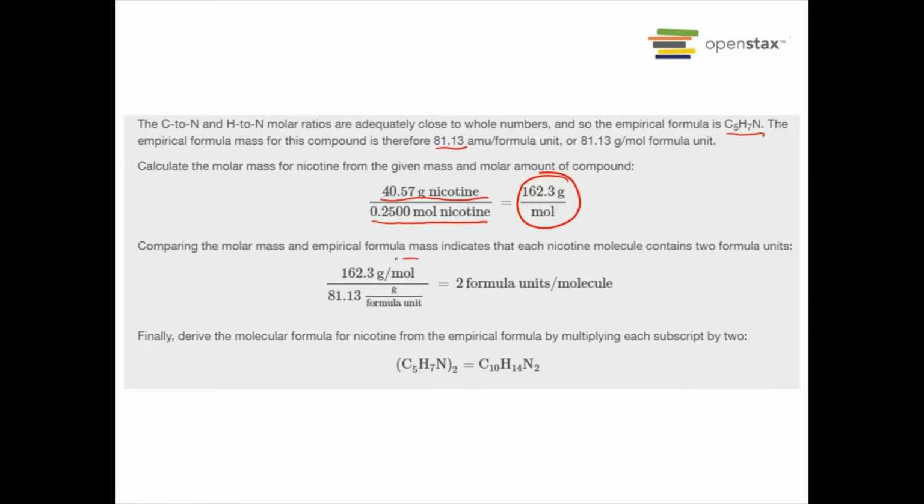Now we're going to divide our molar mass by our empirical formula mass, and we get 2 formula units. So that means we need to multiply our empirical formula subscripts by 2. So we get C10H14N2 for the actual molecular formula.